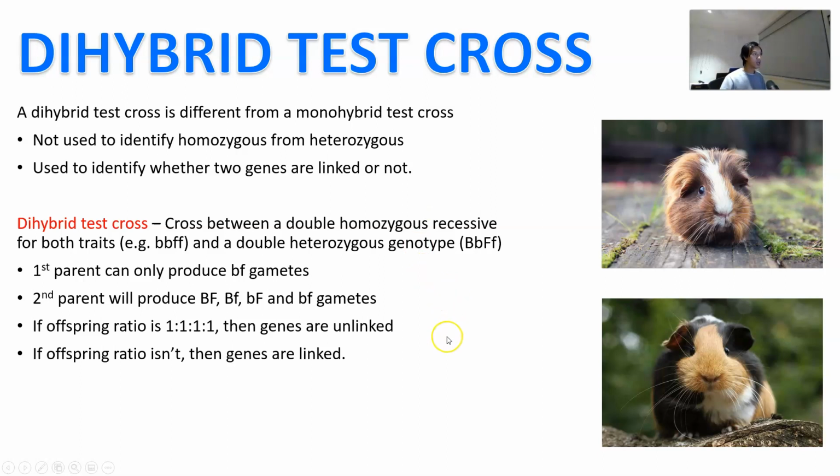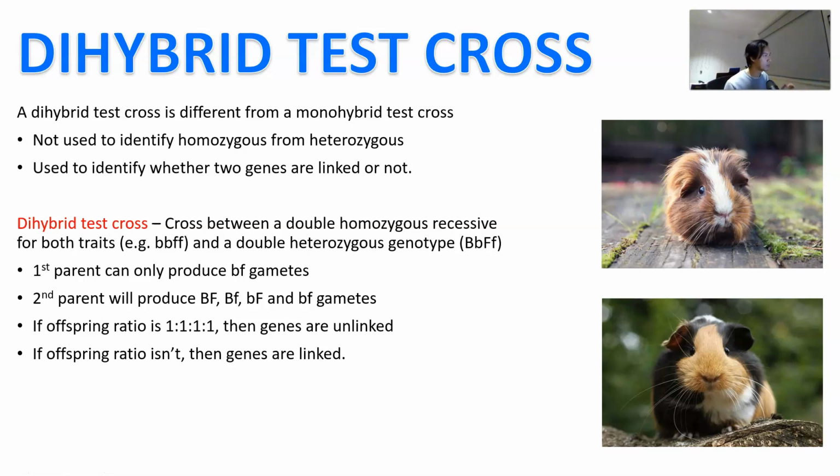Now, a dihybrid test cross is slightly different from a monohybrid test cross. In the monohybrid test cross, we are trying to figure out whether an individual is unknown or not. However, in a dihybrid test cross, we're actually trying to figure out whether or not the genes are linked. So a cross between a double homozygous recessive for both traits and a double heterozygous genotype for both traits is a standard dihybrid test cross, right?